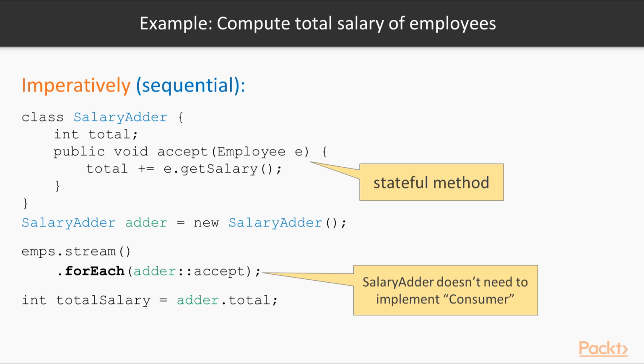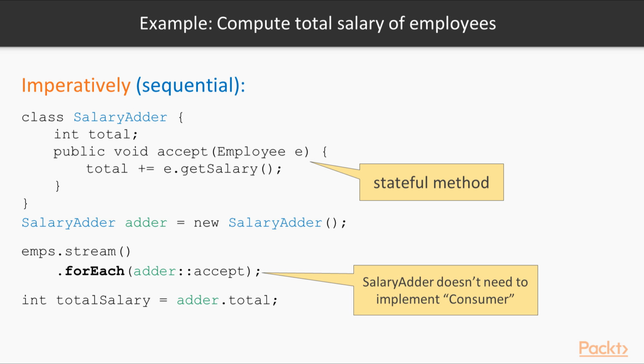As a side note, notice that the salary adder class doesn't need to explicitly implement the consumer interface. That's because we're using a method reference, and as we said in a previous section, the method reference will work as a bridge from the accept method and its signature to the consumer functional interface. So, as we will see in a minute when we run this code, this is going to work. It will get us the correct result, but it only works because we're running it sequentially.